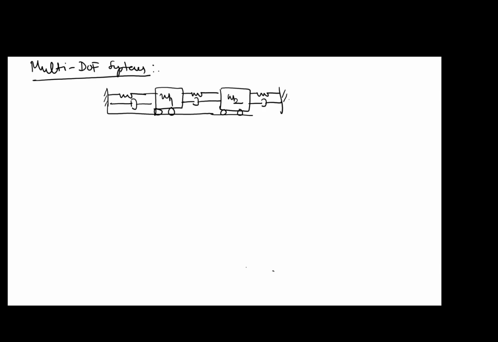This kind of system can represent something like a tram in Amsterdam, or there are trams in Kolkata also. This displacement is x1, this displacement is x2. The force applied on the first body is F1(t), the force applied on the second body is F2(t). And let's say there are three springs involved, K1, K2 and K3, and then there are three dampers involved, C1, C2 and C3.